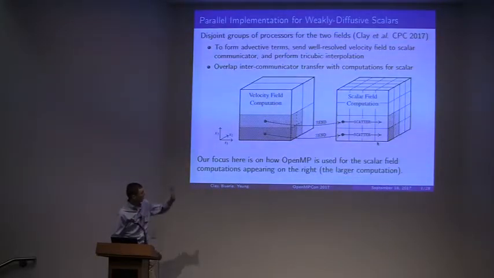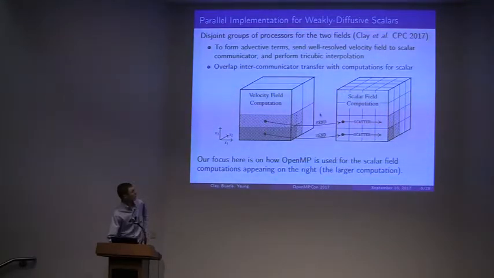Now, for the parallel implementation of this, how do we do this? Well, when we sat down to develop this code in early 2016, we thought about what are the parameter ranges that we're interested in simulating, and what are the computational requirements for the velocity and scalar computations? It actually turns out that the scalar computation is so much more massive than what we need for the velocity field that we use a split communicator approach where instead of performing the entire simulation in, say, MPI-COMM-WORLD, we split the communicator into two disjoint groups and we have a very small group of processors computing the velocity field, and then they can send the velocity field information over to a much larger scalar field computation going on.